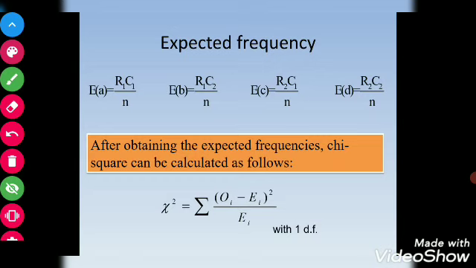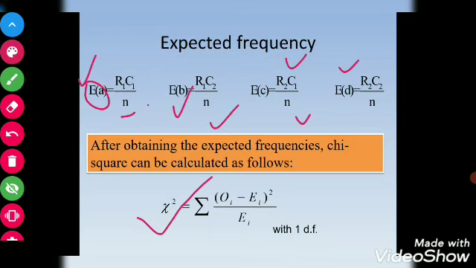EA, that means for class A, what was A? Vaccinated who got the disease, A. So what will be expected? R1 C1 divided by N. Similarly, for B expectation, R1 C2 divided by N, C expectation, R2 C1 divided by N, and D expectation, R2 C2 divided by N. So after obtaining the expected frequency, chi-square can be calculated by the formula that we already know.